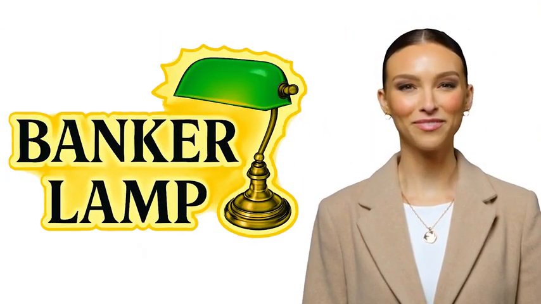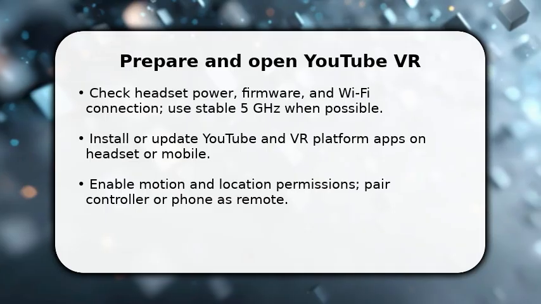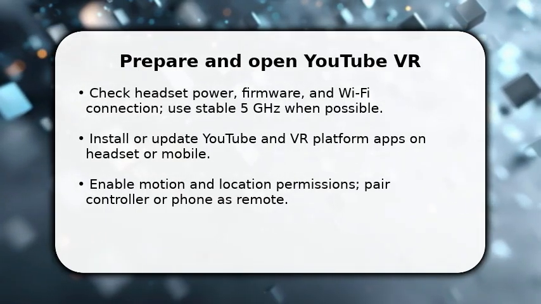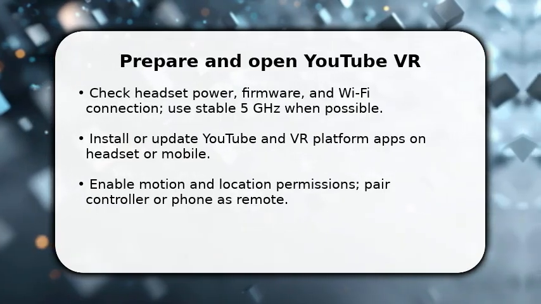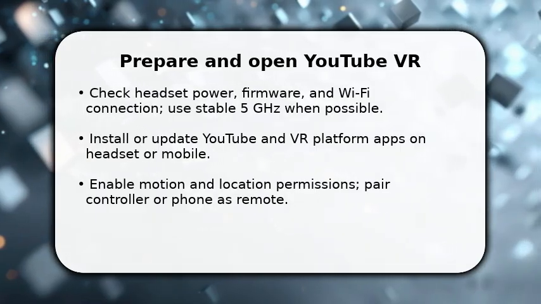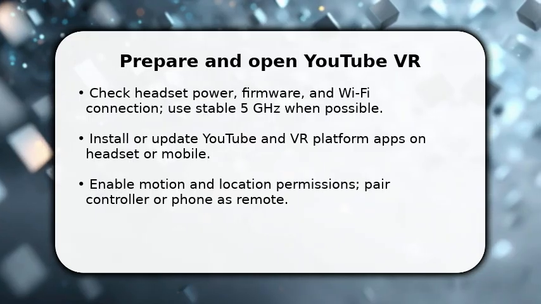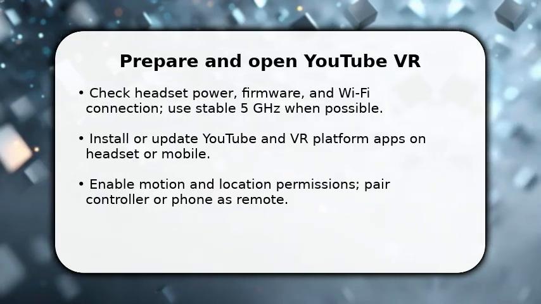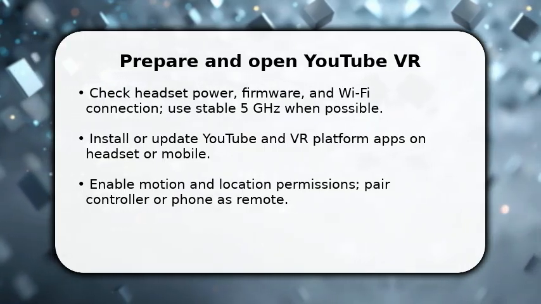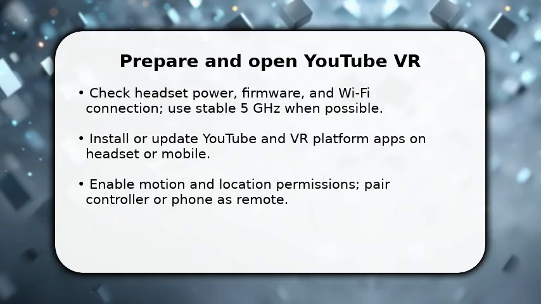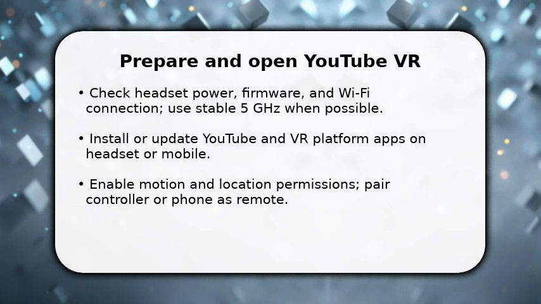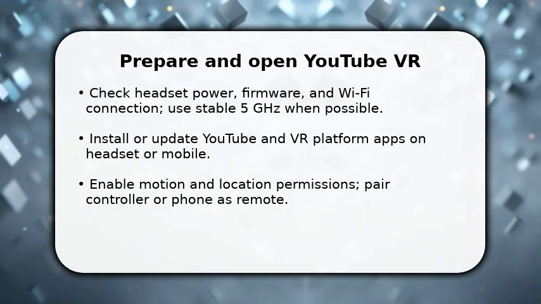Please enjoy the video. You start by confirming prerequisites: headset charged, firmware current, and Wi-Fi steady. Once done, open your headset store or mobile app and update YouTube and the VR runtime. This prevents compatibility issues. Make sure you grant motion and location permissions so the app can track orientation and content region. If you use a phone as a controller, pair it now through the headset's quick pairing flow. This initial setup gets you into the environment swiftly and reduces interruptions when you switch to VR playback.